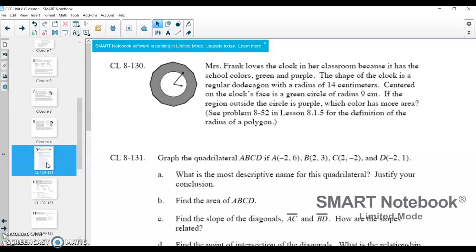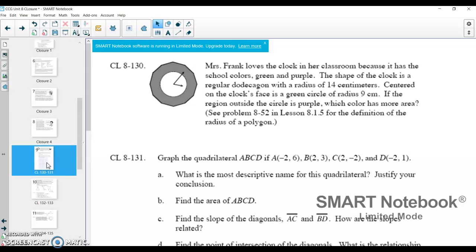Centered on the clock's face is a green circle with a radius of 9 centimeters. So the whole shape is a dodecagon with radius 14 centimeters. That little circle in the middle is just a circle with radius 9 centimeters. If the region outside the circle is purple, which color has more area? And so it's saying, is that shaded part more area, or is that white part more area? And they say the shaded part is purple and the white part is green.